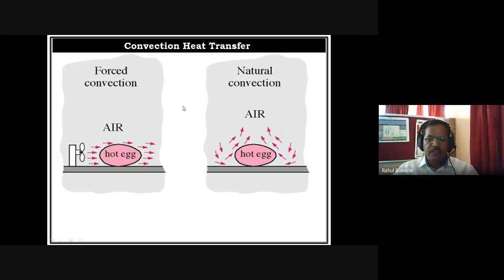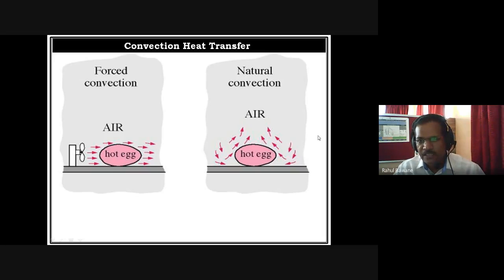So whenever we try to design any cooling system, we first try natural convection. If natural convection fails to maintain that particular temperature, then only we shift to forced convection. If natural convection is sufficient to maintain the temperature, then unnecessarily using forced convection will cost more. So basically there are two kinds of convection: forced convection and natural convection.